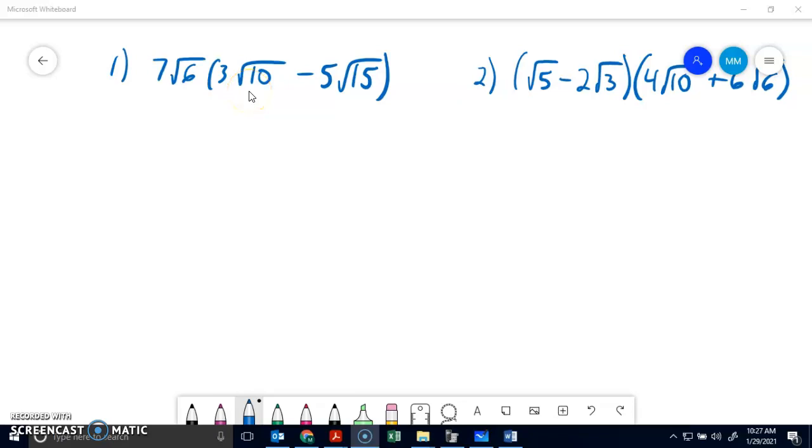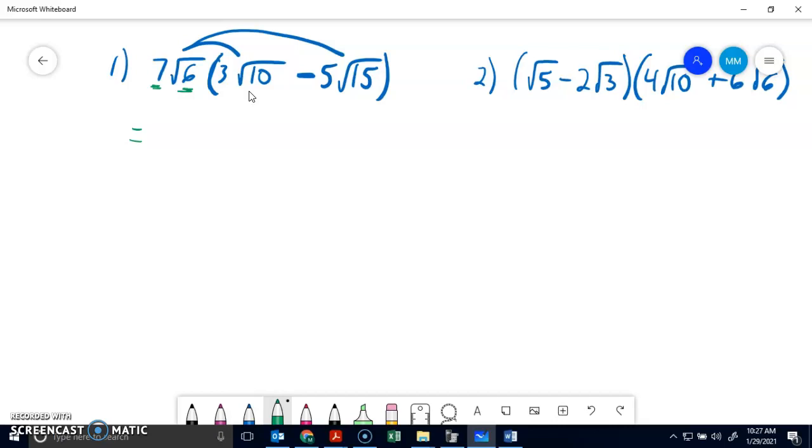This lesson for Monday, we're going to take a look at the distributive property with radicals. In the first one, you can see in parentheses I have two terms that are not like terms. They cannot be subtracted. So I'm going to distribute 7 square root of 6 into both. You need to remember that outside numbers and inside numbers are different numbers. 7 outside, 6 is not a 6, it's the square root of 6. So treat the outside and inside numbers separately.